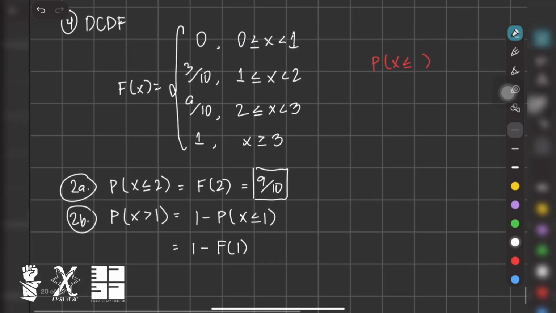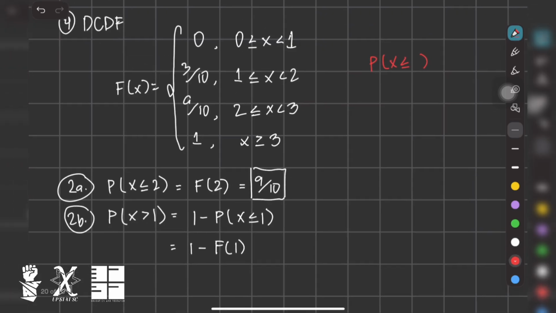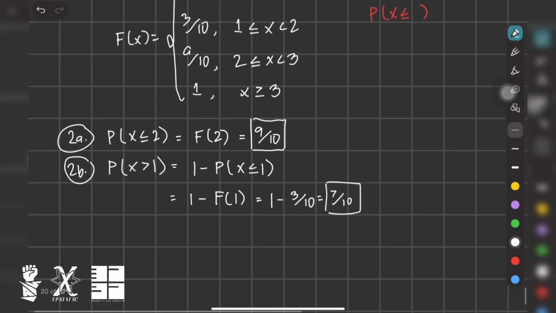So when we look at f of 1, it goes inside this range. So we'll use the value 3 over 10. So here, that will be 1 minus 3 over 10, which is basically 7 over 10. Okay. Now for 2C.